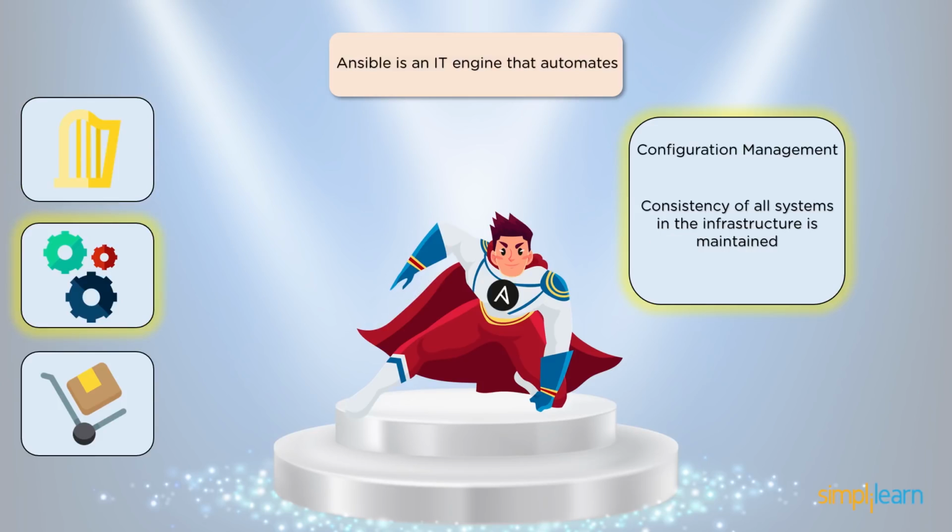Next, Ansible automates configuration management. So configuration management simply means that all the systems are maintained at a consistent desired state. Other tools that automate configuration management include Puppet and Chef.